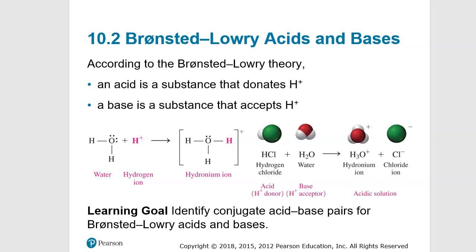So Bronsted and Lowry, I don't have any historical trivia on them, at least not on the tip of my tongue, define an acid as a substance that donates hydrogen ion. That sounds a lot like Arrhenius. And a base is something that accepts hydrogen ion. Now that's a little different. That's a little different than the Arrhenius definition too. Arrhenius says it produces hydrogen ion.